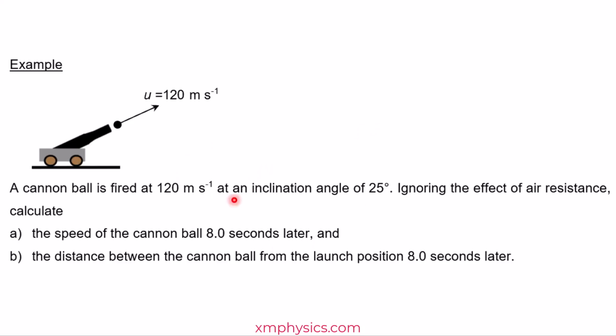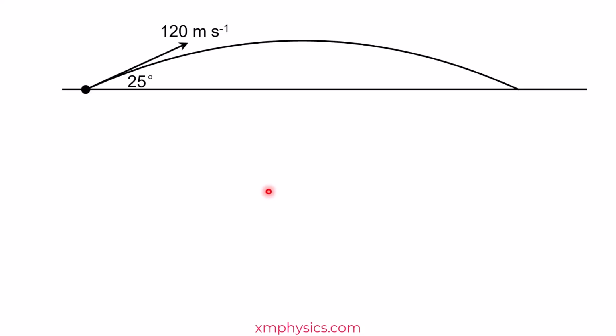So read the problem yourself first. So this problem is about a projectile, a cannonball fired with a launch speed of 120 meters per second at an angle of 25 degrees above the horizontal. So it's going to go pew, boom, right? So we are supposed to find out the speed and the position of the cannonball 8 seconds later. So the key to solving projectile motion is to do the horizontal and vertical motion separately.